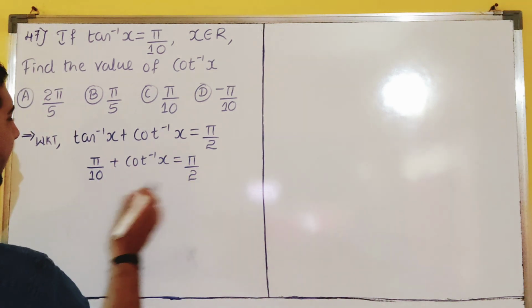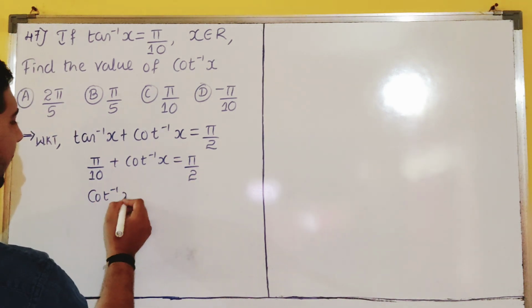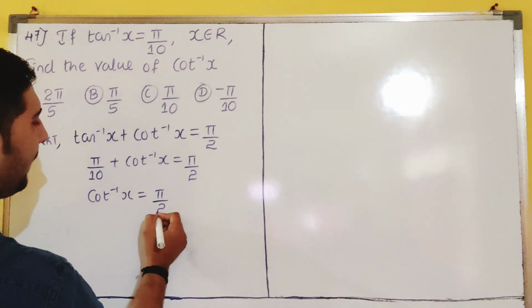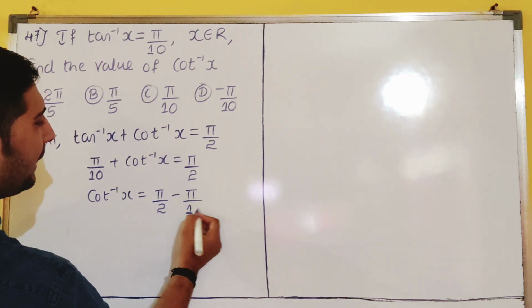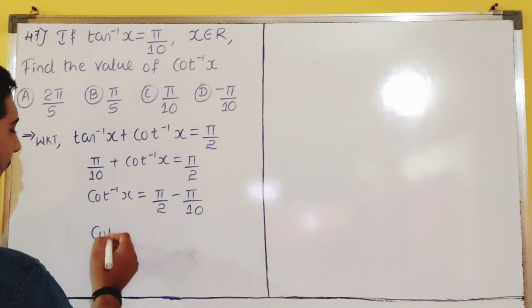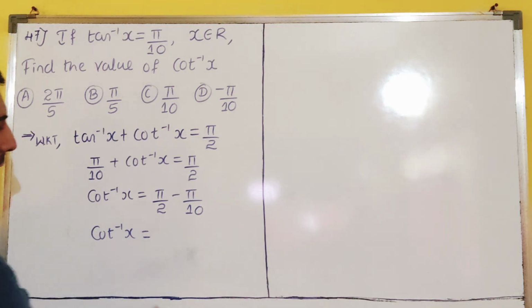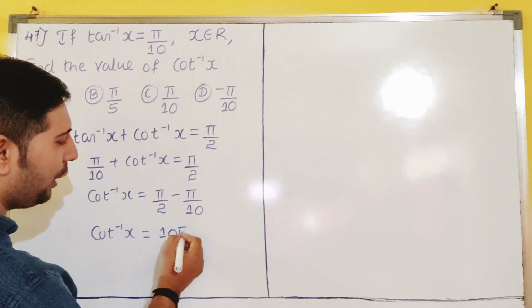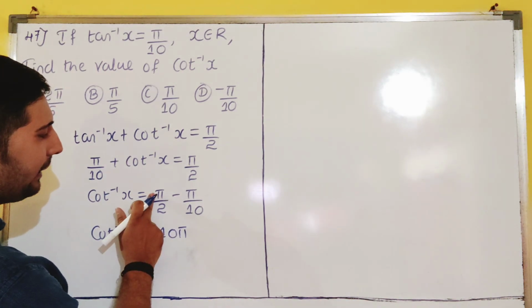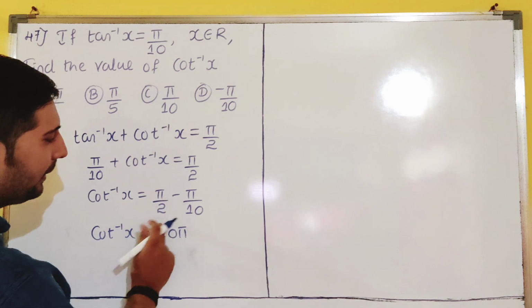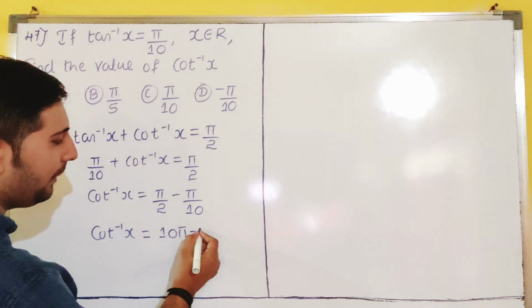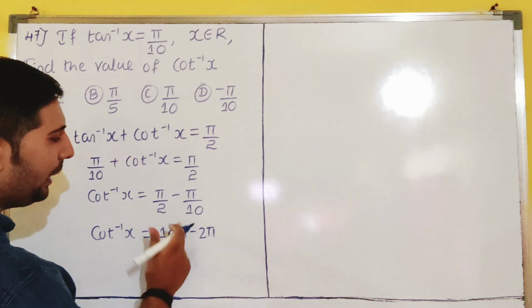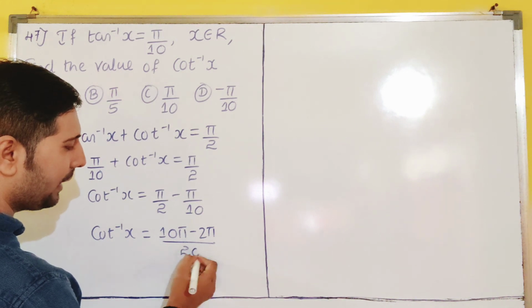Plus pi by 10, you take that side. Cot inverse x is equal to pi by 2 minus pi by 10. So now you take the cross multiplication or LCM. Now 10 into pi, directly I will not take LCM. 10 into pi is 10 pi. I am multiplying for this: 2 into minus pi is minus 2 pi. 2 into 10 is 20, dear students.